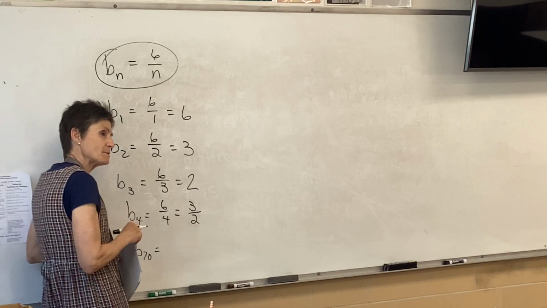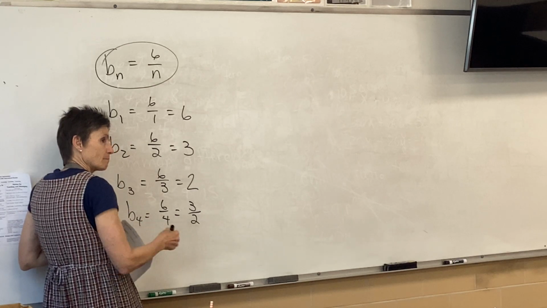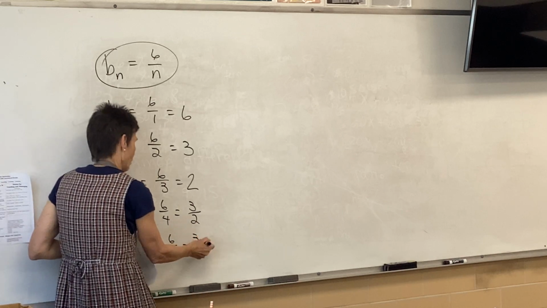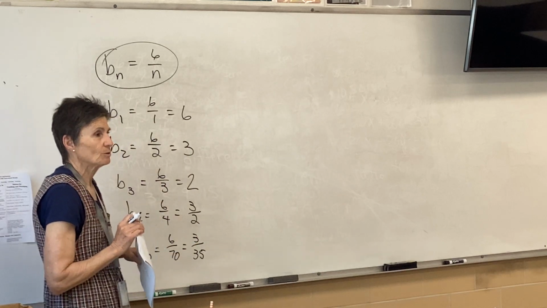And then what about B sub 70? What's B sub 70 gonna be? 6 over 70, or 3 over 35 if I divide everything by 2.